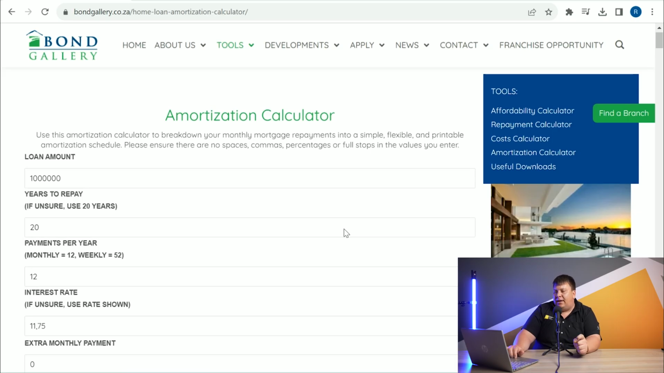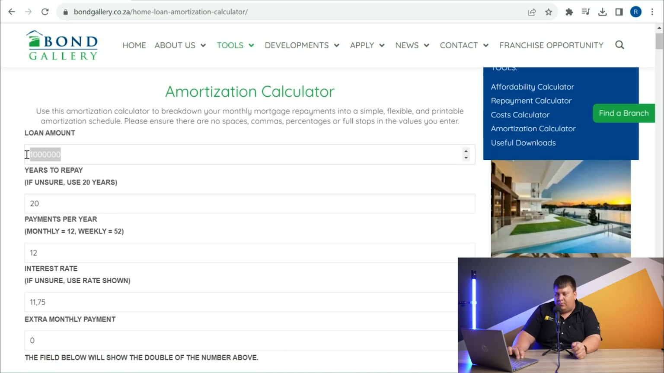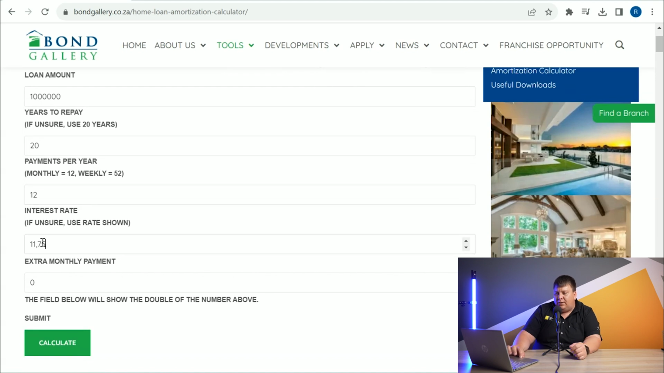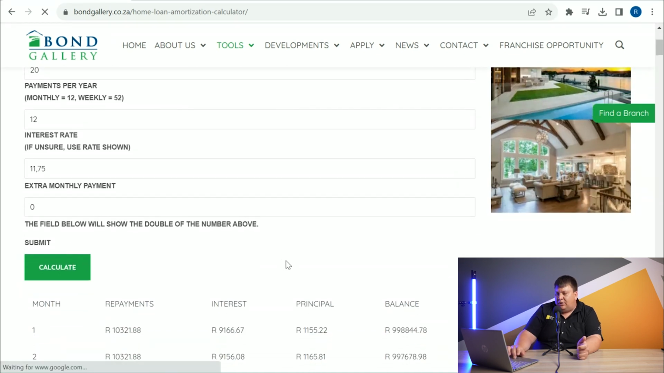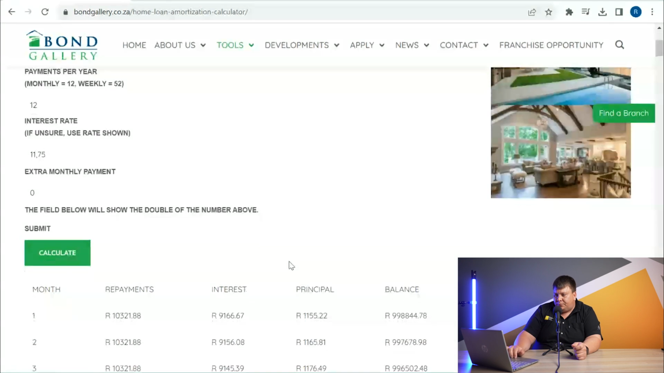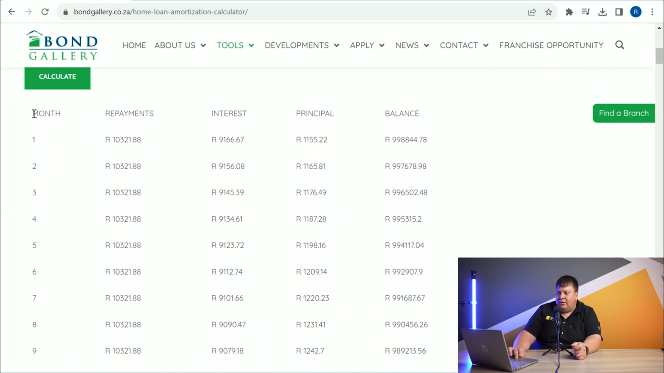So I've set up a loan schedule based off a loan amount of 1 million Rand with a repayment term of 20 years with 12 payments per year. That's obviously your monthly payments, at an interest rate of 11.75, which is the current prime interest rate. I've hit calculate, and let's wait for it to recalculate. And what then comes up is the repayment schedule for this loan.